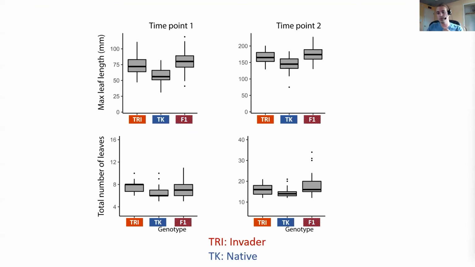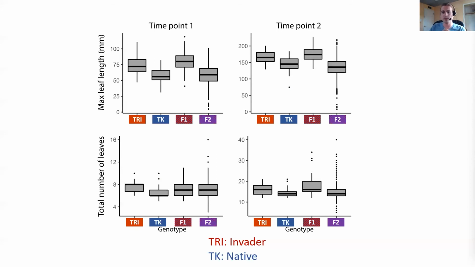Interestingly, the F1 individuals tended to be larger than either parental genotype, displaying heterosis for max leaf length at both time points and for total number of leaves at the second time point. And then finally, F2 individuals display the greatest range in these trait measurements. So there was quite a lot of phenotypic variation to work with in downstream QTL analysis.